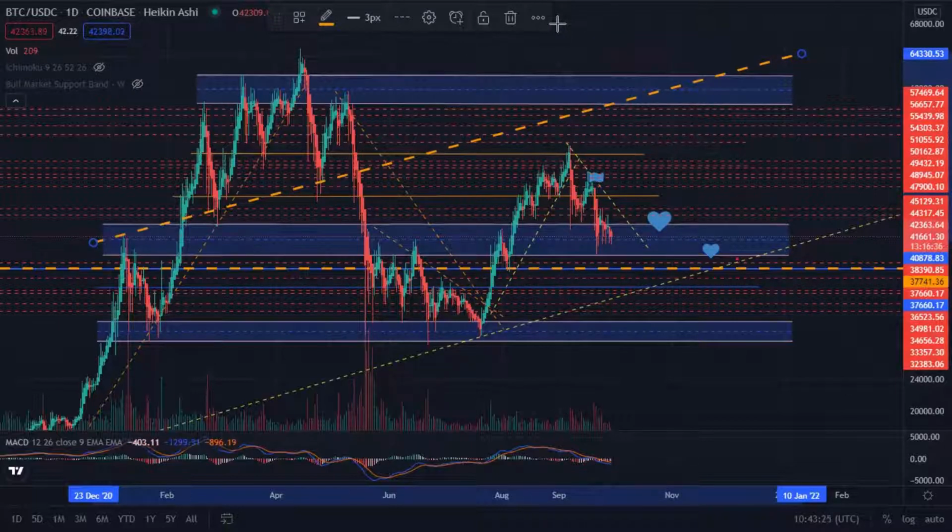Remember, mind your money, sell on green, buy on red. Don't worry that we're going down. When we go down, what happens after we go down, Jade? Go up. We go up.